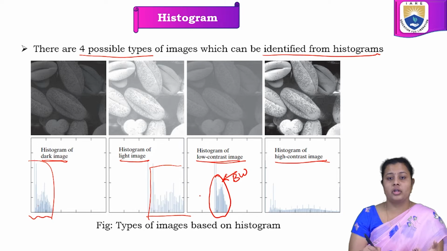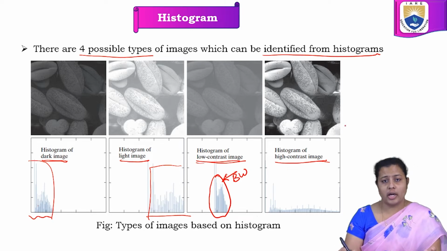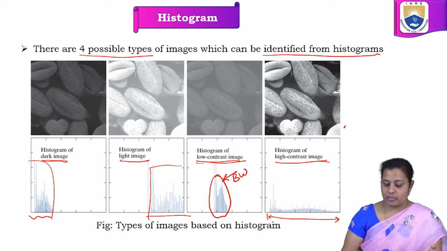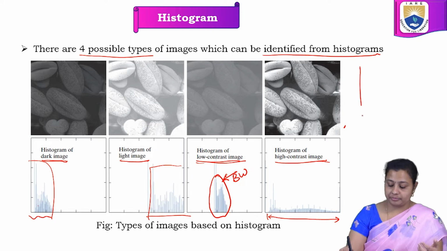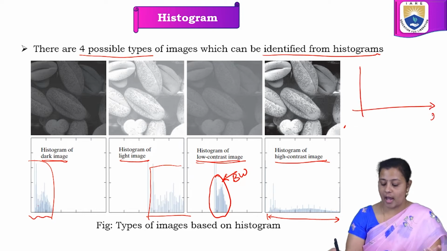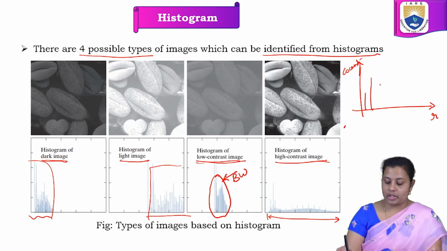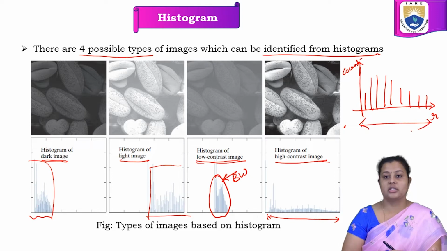Such kind of an image is called a low contrast image. Whereas when we go for a high contrast image, the histogram is uniformly distributed all throughout my intensity range, right? So if I plot my histogram, on my x-axis I have the R value, which is the intensity value, and on my y-axis I have the count, right?